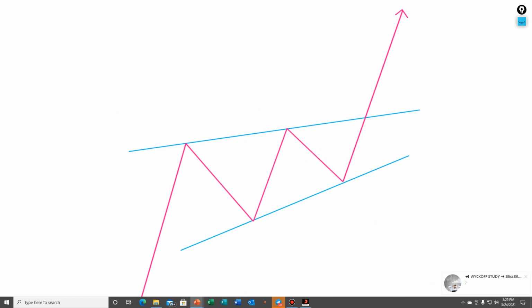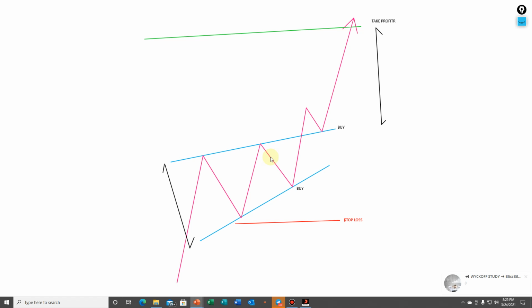That should be a wedge. Oh, no, that should be an ascending triangle. So the ascending triangle basically looks like that, and this is how you trade it. Basically the retest or the risky trade here, stop loss just a few pips below, your profit targets just like that.